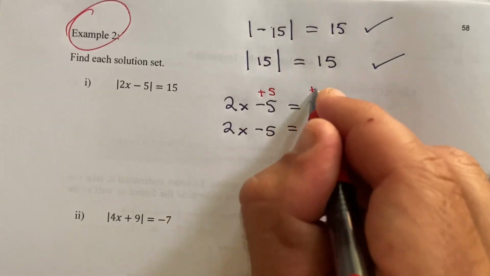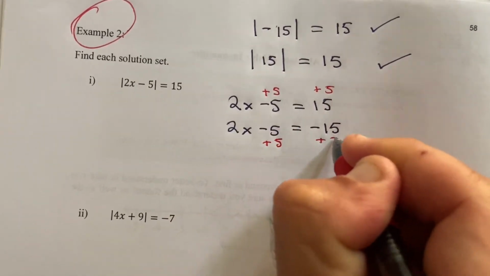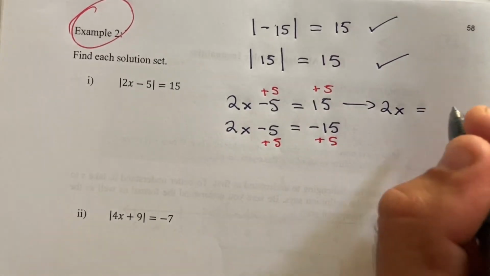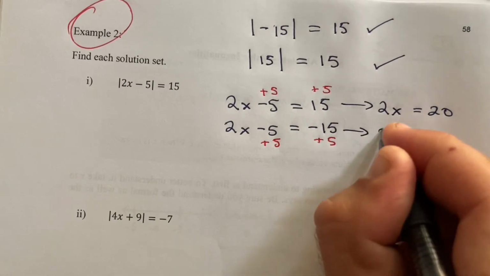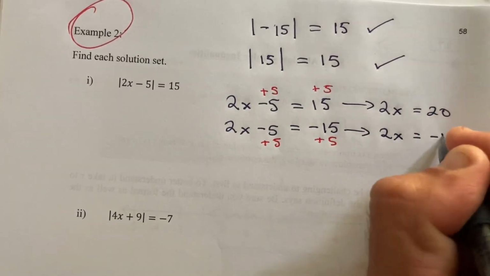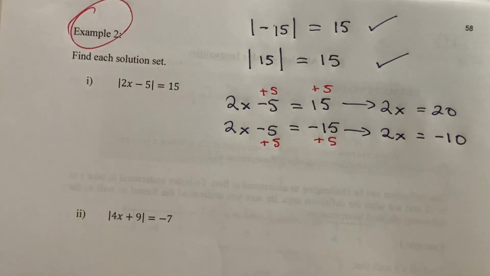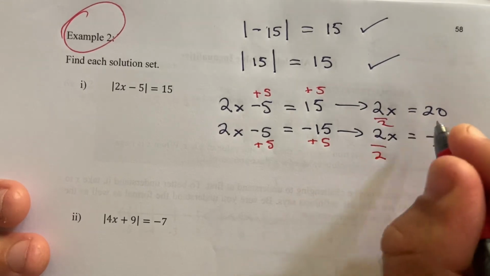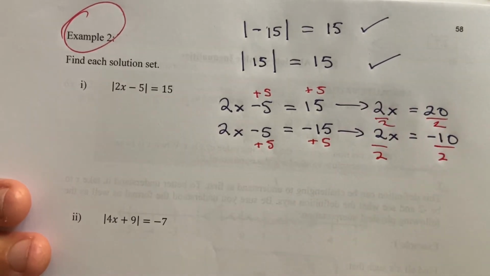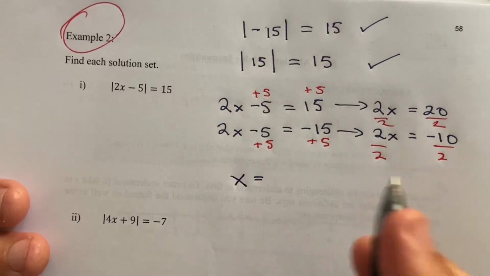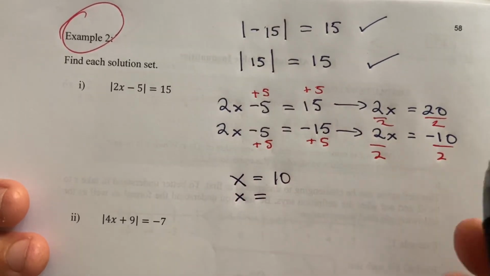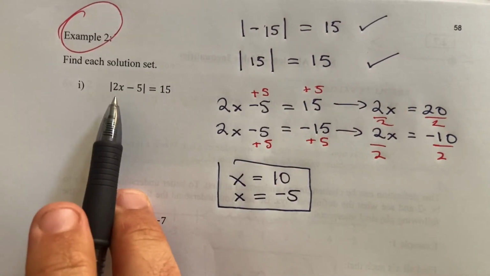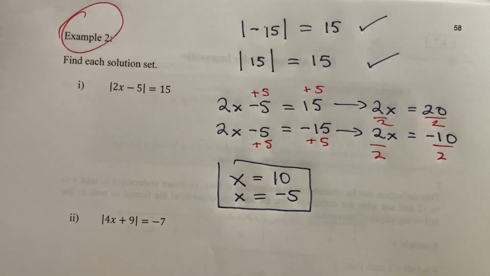So I'll add 5, add 5. This one, we have 2x equals 20. And this one, we have 2x equals negative 10. Then divide by 2 in each case. So we get two answers, actually. We have x equals 10 and x equals negative 5 as solutions, and you can check those, plug those in, take the absolute value. We should get 15.